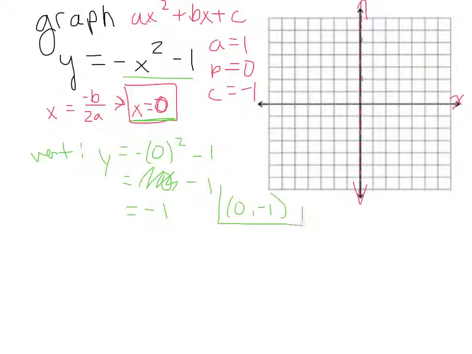Please don't forget, once you do that step, I want you to label that vertex. Doesn't have to be perfect. Just make sure you show that because that shows that that's the middle of the graph. If you're just finding random points, it's not going to help you if you don't know where on the parabola you're graphing. So I'm going to plot this point at over 0, down 1.